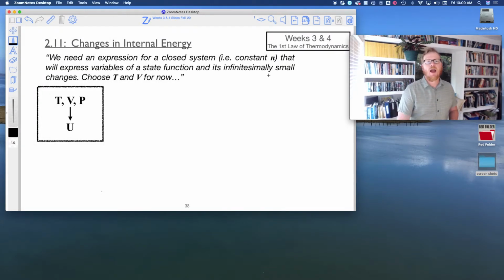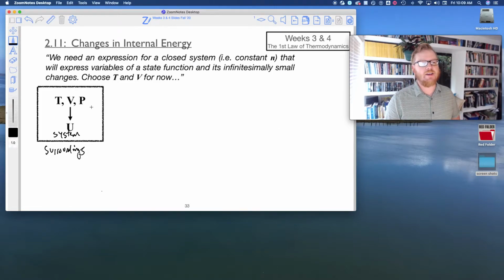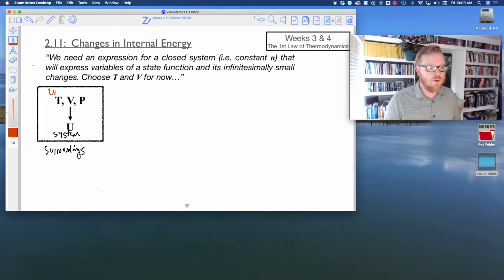So we're going to shift here, and we're going to start thinking about how we can express the internal energy in terms of its variables that will give it that exact differential expression. Here we have the system, and outside of the system, of course, are the surroundings. And here, by saying T, V, and P contribute to U, that's like saying U as a function of T, V, and P. We know that the internal energy is dependent on T, V, and P.